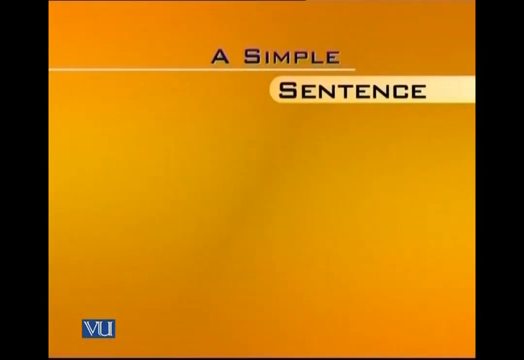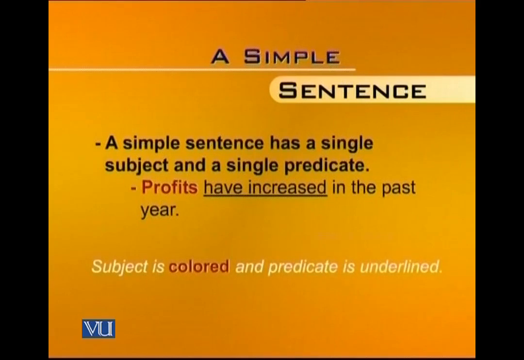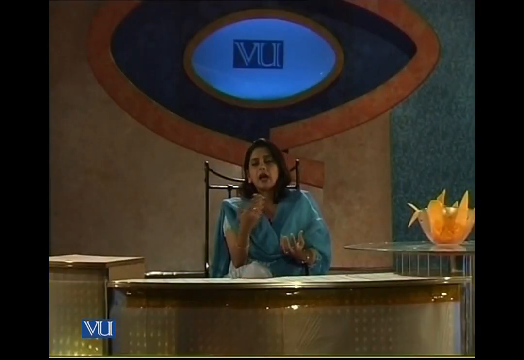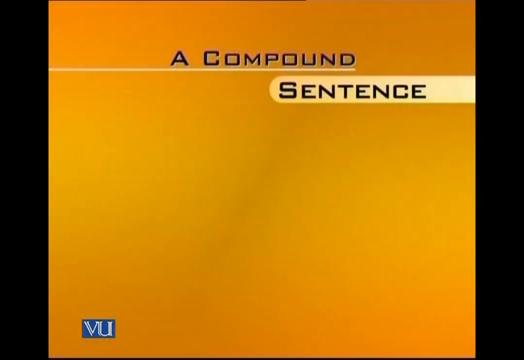Let's have a look at the difference between these three types of sentences to quickly revise what they are. A simple sentence has a single subject and a single predicate. Ek subject hoga, ek predicate hoga, to ek simple sentence banega. For example, profits have increased in the past year. Profits is the subject, have increased is the predicate. Profits wo hain jo action kar rahe hain, have increased, what is happening to the profits is the predicate, the verb. Aur baki jo hai in the past year, that's the related idea.